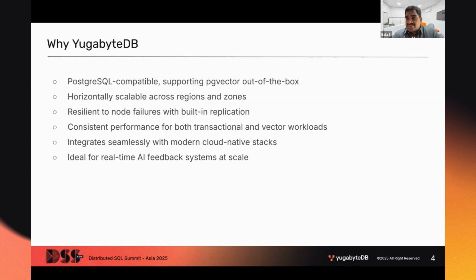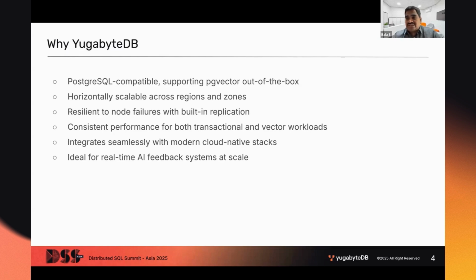PGVector is one of the extensions which comes out of the box in YugabyteDB, because YugabyteDB is a highly Postgres compatible database, which we all know, and it is horizontally scalable across your regions within India, or across your availability zones within your data centers, or even across the cloud, right? So it's again a strong, consistent database. It ensures that it will be highly resilient to take care of your node failure, because there's built-in replication available, which is synchronously replicating with the help of Raft and all those things.